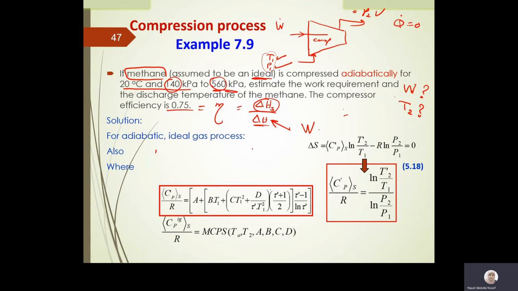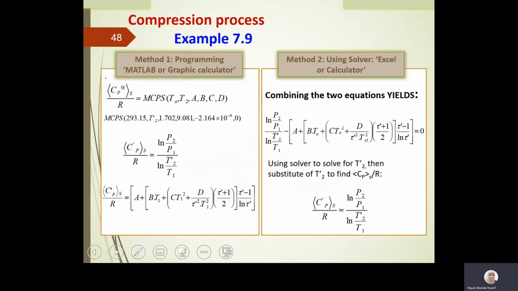So what I did, I said for an isentropic process, delta S is equal to 0. For ideal gas, I put in the delta S equation and substituted. Remember, I don't have the final temperature, but I do have the pressure ratio, so the only unknown is T2 dash. You can either use a program or use the solver on the calculator. I think you will go with that option in any assessment, and I already taught you how to use the solver.